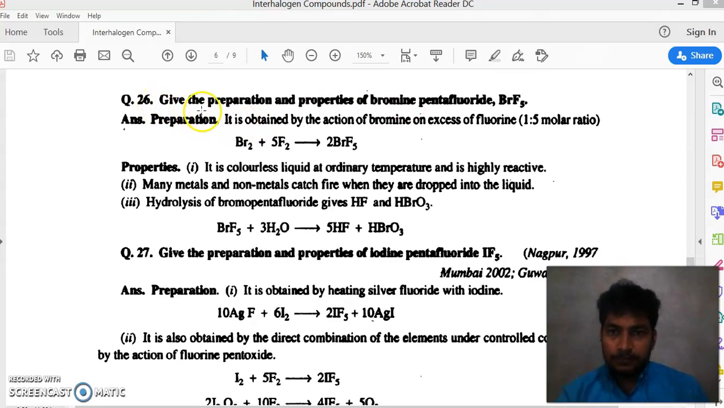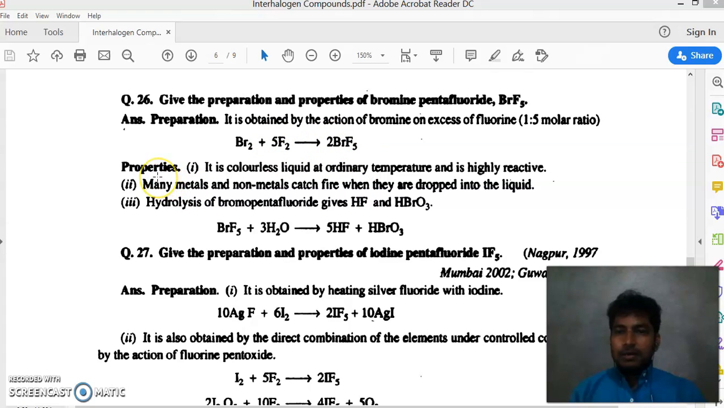Now let us discuss the preparation and properties of bromine pentafluoride. Now how can you prepare bromine pentafluoride? Bromine pentafluoride can be easily prepared by the reaction between bromine and excess fluorine in a 1:5 molar ratio. That is the chemical equation for the formation of bromine pentafluoride: Br2 plus 5F2 gives 2BrF5.